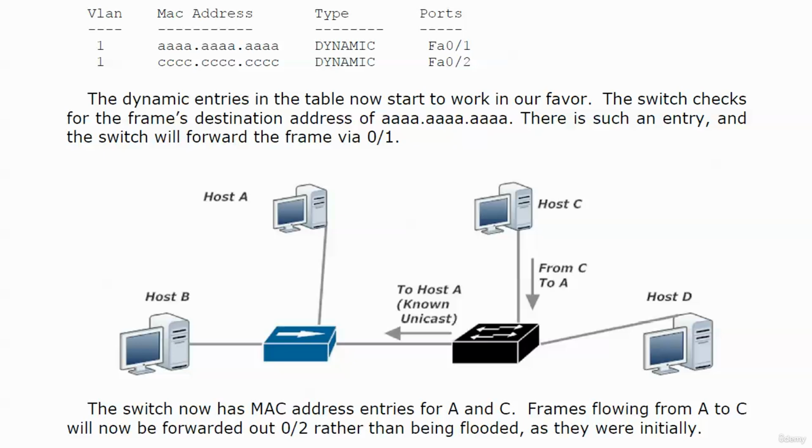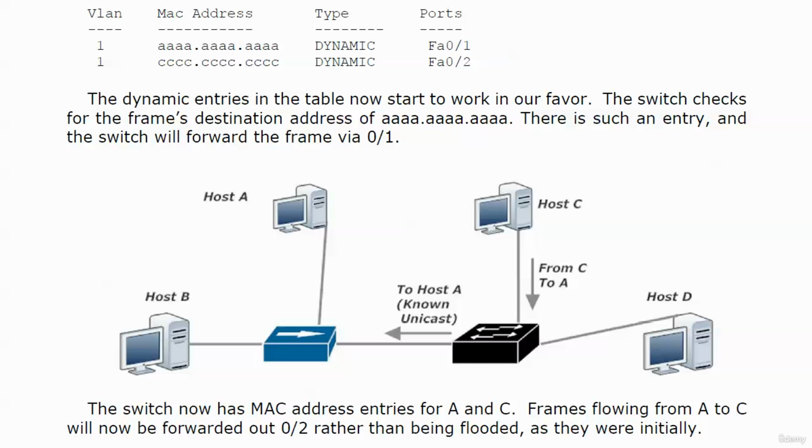Now at this point, the switch has MAC address entries for A and C. And frames going from A to C now would be forwarded out 0/2 only rather than being flooded as they were initially. So just that quickly, you have a little initial flooding, that's okay, but that's where we want it to end.